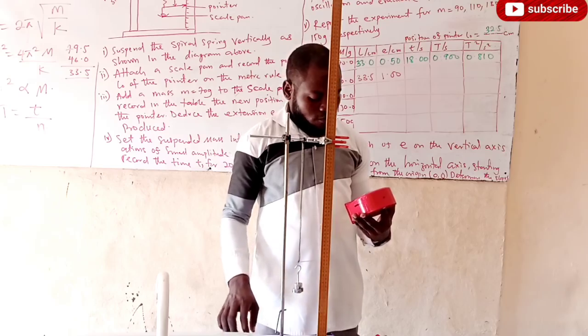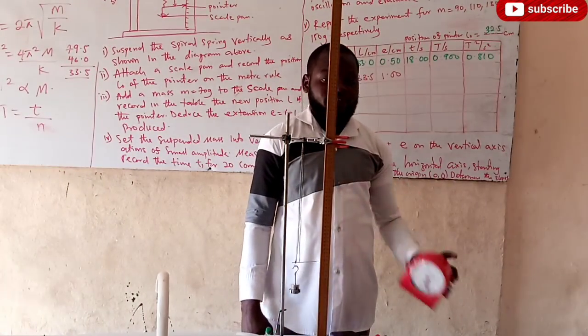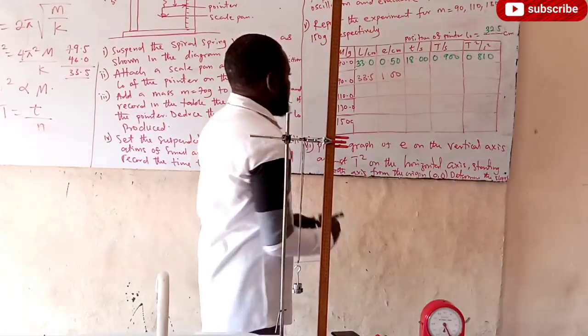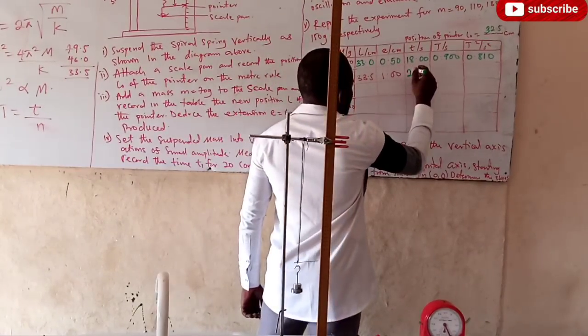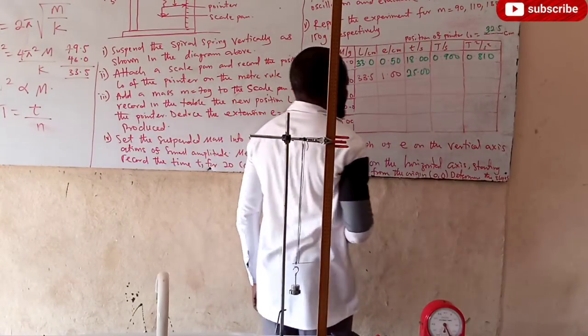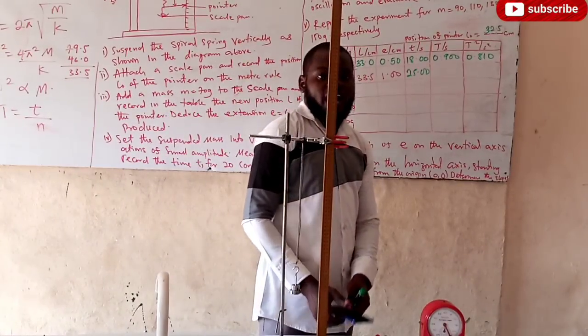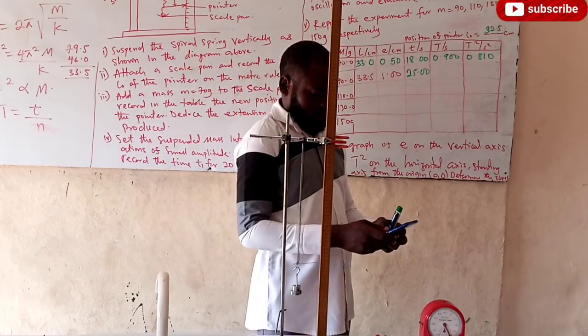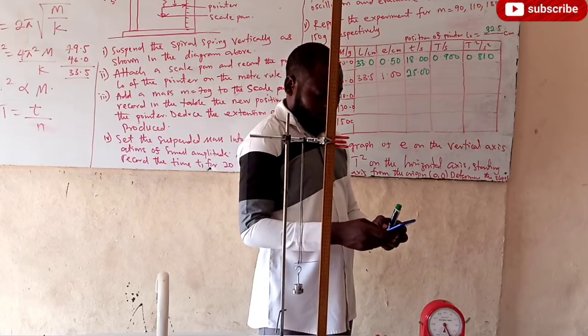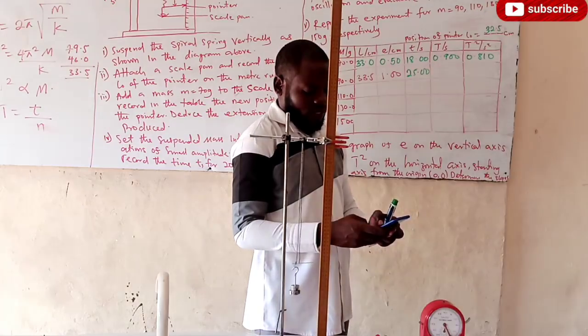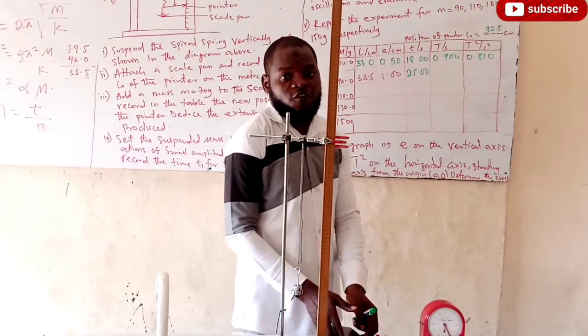Okay, so my time now is 25 seconds. So the time is 25.00 seconds. So what will be our period? That will be 25 divided by 20. That will give us 1.25.